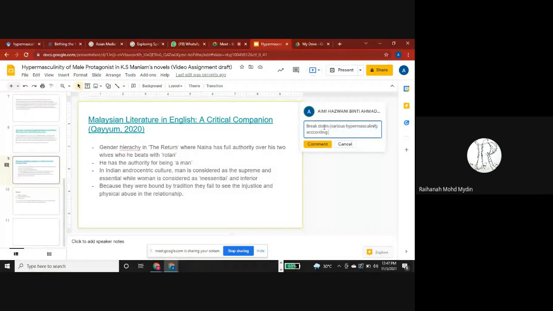So that way, each slide is not showcasing one title per se, one reference or one journal article. Each slide may bring up two or three different references, and they may be the same references, that's fine. But what matters is you are showing the patterns of discussion of previous research on this topic of hypermasculinity.